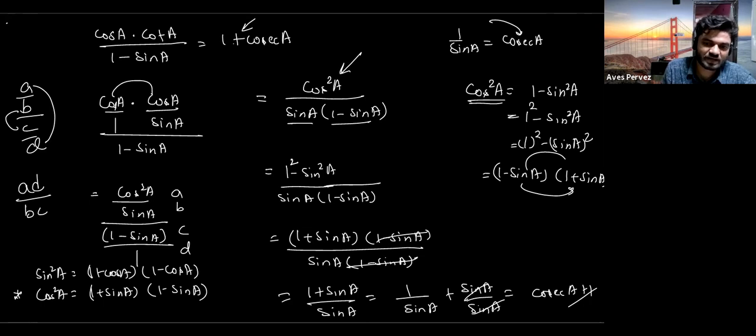Since this one is in multiplication, this one is also in multiplication. If something is written like 2 into 3 upon 4 into 3, or 2 into 3 upon 5 into 3, you can simply cut it, because this is a bracket and this is also a bracket. These two are in multiplication, so the brackets can easily be cancelled. Now the remainder we have is 1 plus sin A upon sin A.